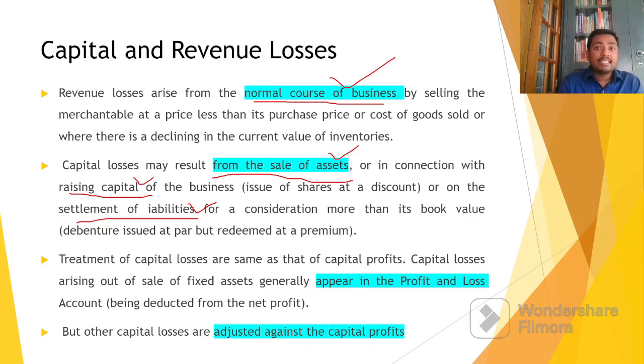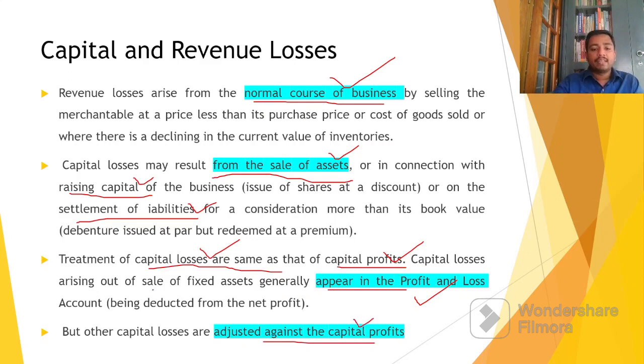Or at the time of raising capital, like when we are raising capital by issuing shares at a discount, such a reduction in value can be treated as a capital loss. Then what is the treatment of capital loss? It is treated the same as in the case of capital profits, which means the value of the profit or the loss will appear in your profit and loss account, but the sale values will not appear in the profit and loss account. But other capital losses are adjusted against the capital profits.